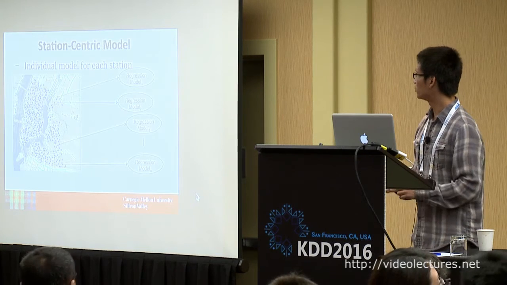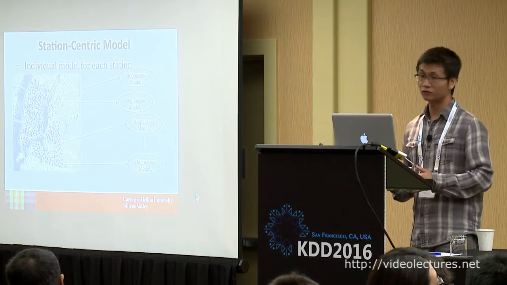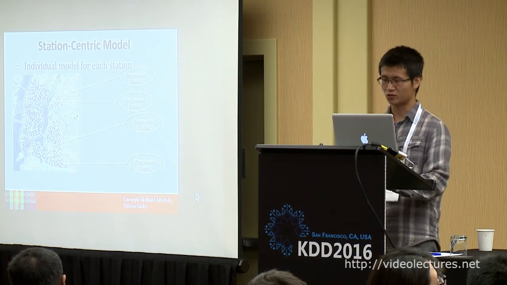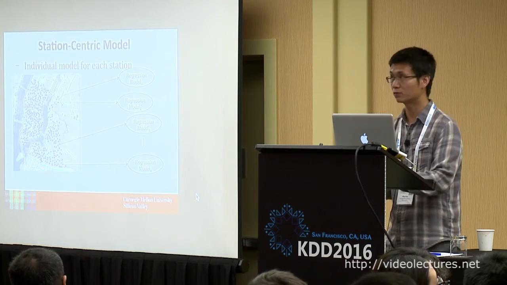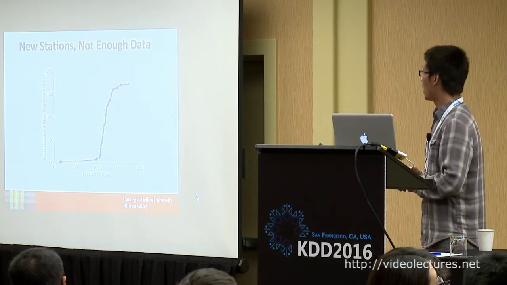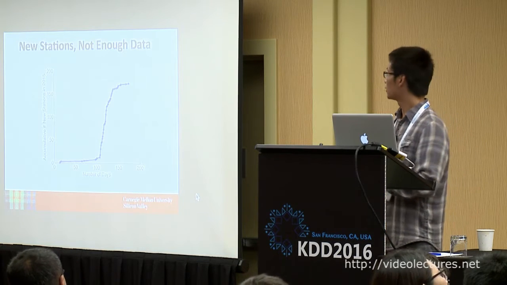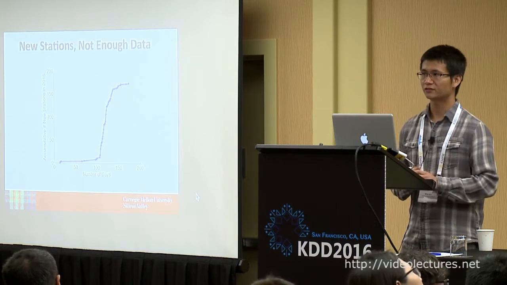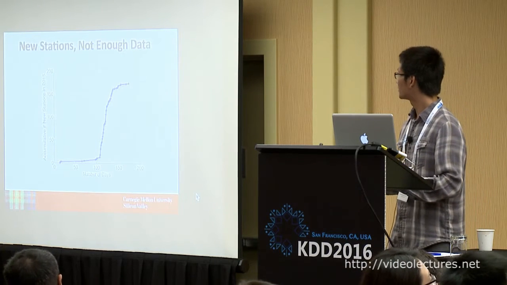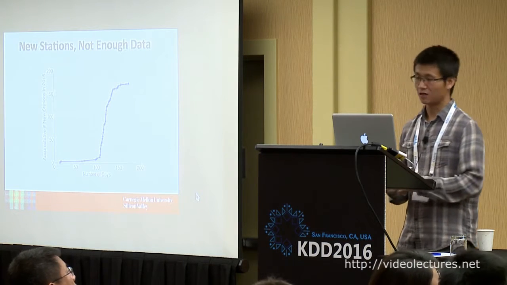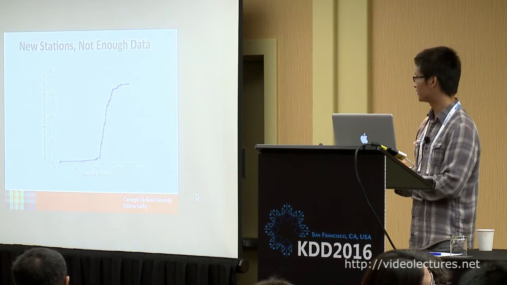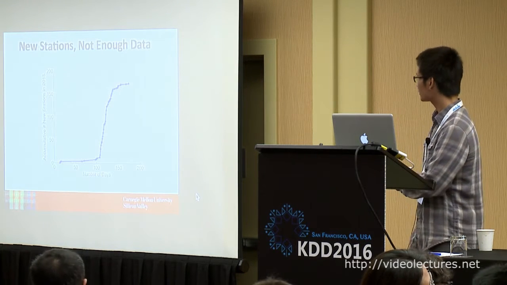And we will build an individual model for each station to avoid the feature distribution inconsistency problem. But there is another challenge. Here is a figure showing the accumulative number of new stations last year. The x-axis is the number of days, and the y-axis is the accumulative number of new stations. We can see that for each month, there will be new stations.